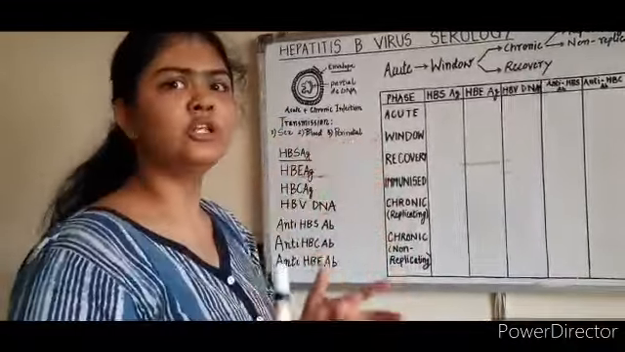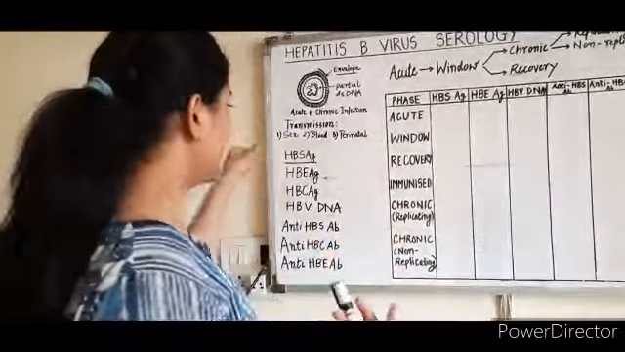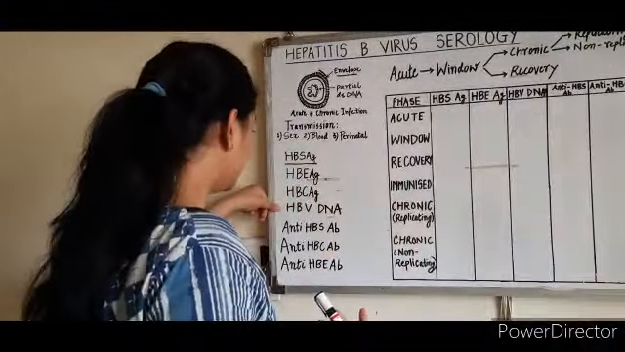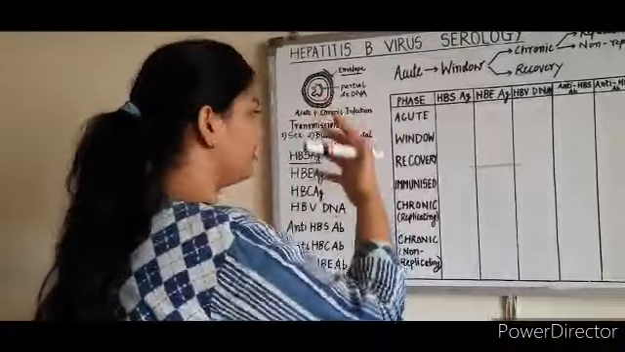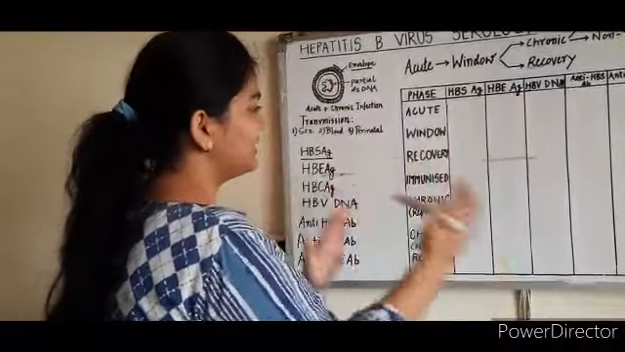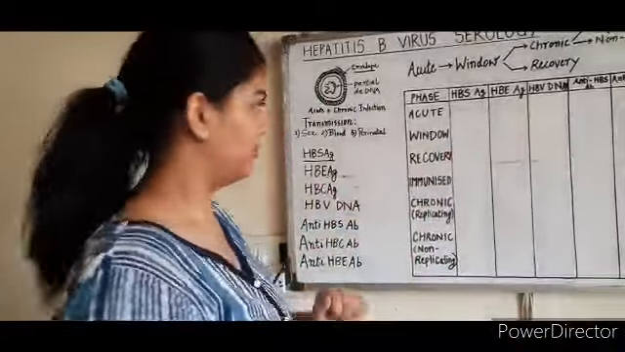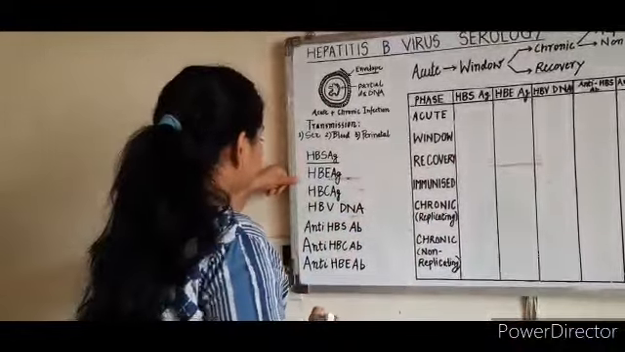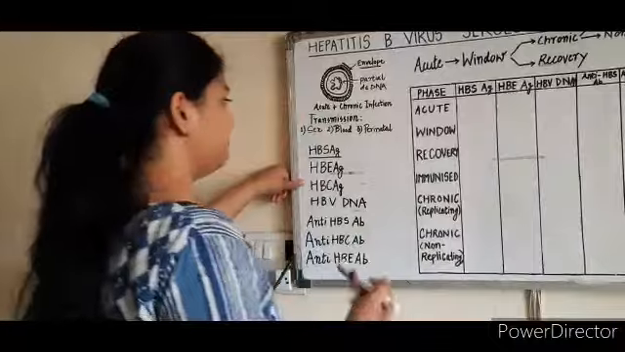So what do we actually look for during the serology? The antigens, the DNA and the antibodies. The various parameters that we shall be studying in the various phases shall be taken in the later half of this video. So let us begin with the antigens and then move on to the antibodies that we encounter.